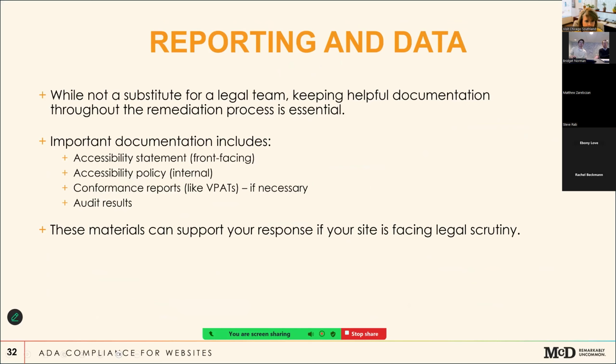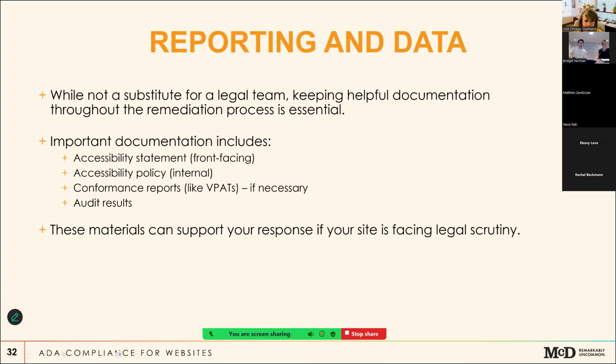So just like what we mentioned, reporting and data is really important to have, because that's again the proof that you're going to have to show whether or not you care about accessibility, whether or not you've gone through the steps. So having an accessibility statement, that's a front-facing document, an accessibility policy, that's what Randy mentioned, making sure your web team, whoever's in charge of your website, has best practices, their own system for keeping accessibility at the forefront. If you need it, a conformance report, like a VPAT, having that, and then audit before and after results.